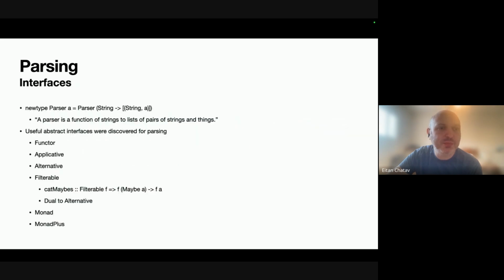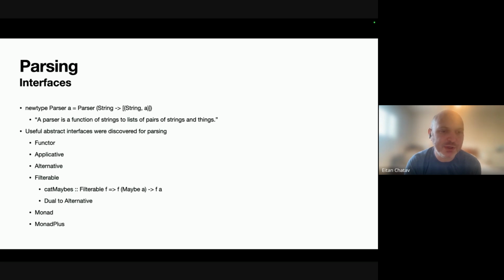So parsing, the classic definition of parsers in Haskell is that a parser is a function of strings to lists of pairs of strings and things. And useful abstract interfaces were discovered for parsing in the functional pearl about applicative programming with effects. We learned about the applicative class and how it's a subconstraint or superconstraint of monad. And so the important interfaces for parsing are functor, applicative, alternative. We'll talk a lot about alternative.